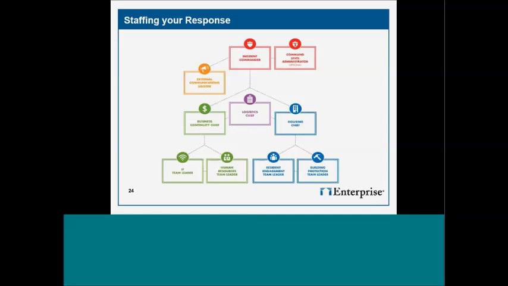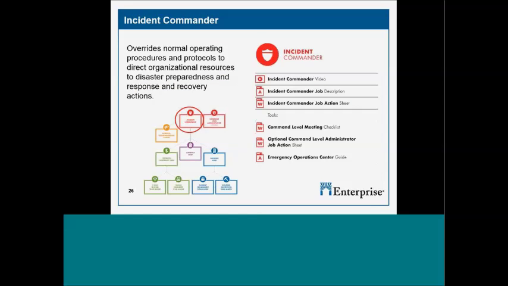And each one has a certain level of authority. One of the most critical roles in your staffing chart is going to be your incident commander, because your incident commander is the staff person where the buck stops. They call the shots. They're the one who basically initiates the response team. They're the one that makes all the critical decisions at the highest level.